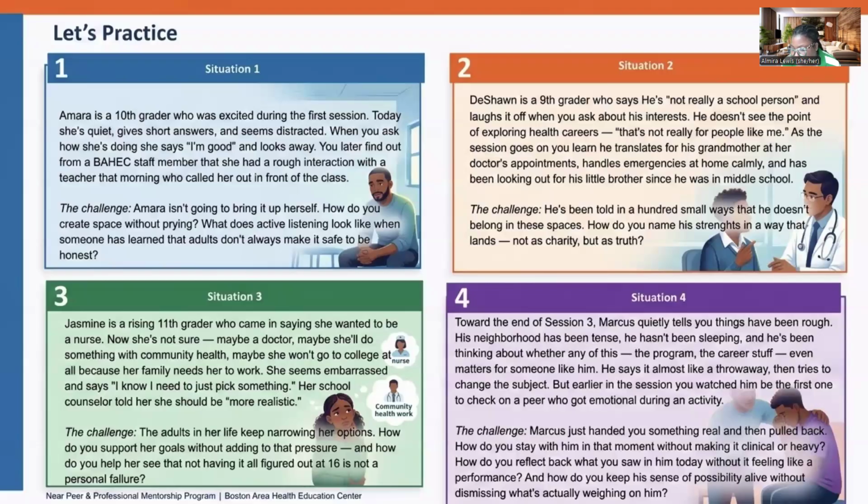Marcus just handed you something real and then pulled back. How do you stay with him in that moment without making it clinical or therapeutic or heavy? How do you reflect back what you saw in him today without it feeling like a performance? And how do you keep his sense of possibility alive without dismissing what's actually weighing on him? Again, pause, take a moment to figure out how you would react in these situations, and then move on.